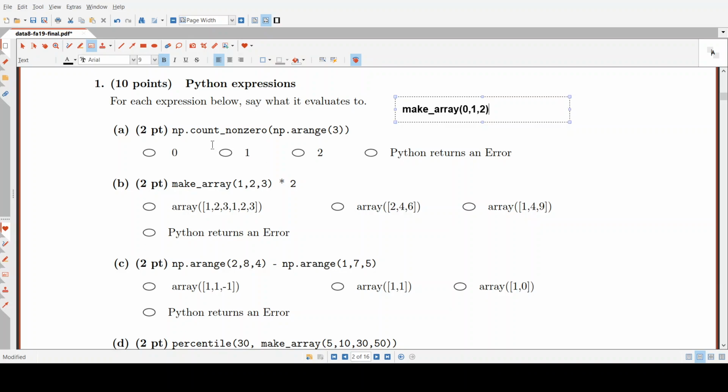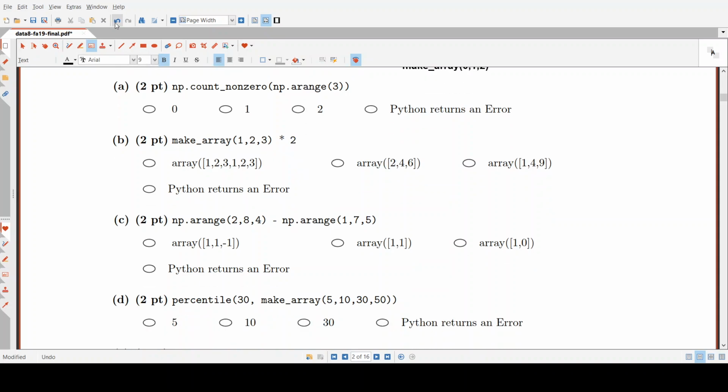So now we're going to call np.count_nonzero on this array. np.count_nonzero just returns the number of non-zero elements in the array. In this case, 1 is non-zero and 2 is non-zero. So we have 2 non-zero elements, so our answer here is 2. So this one right here.